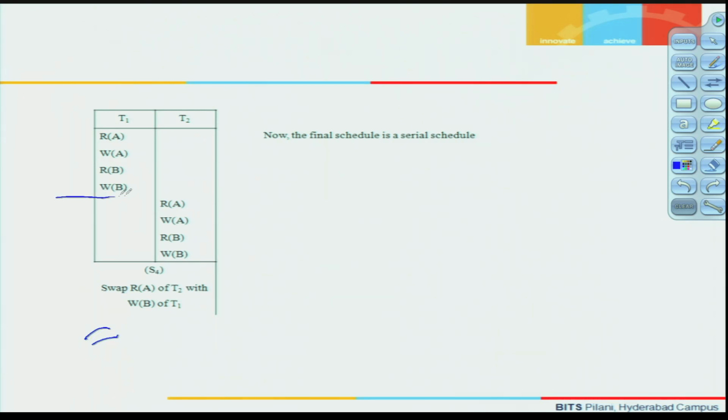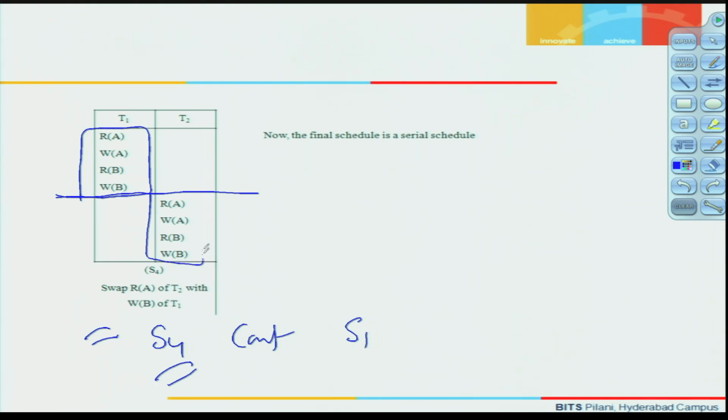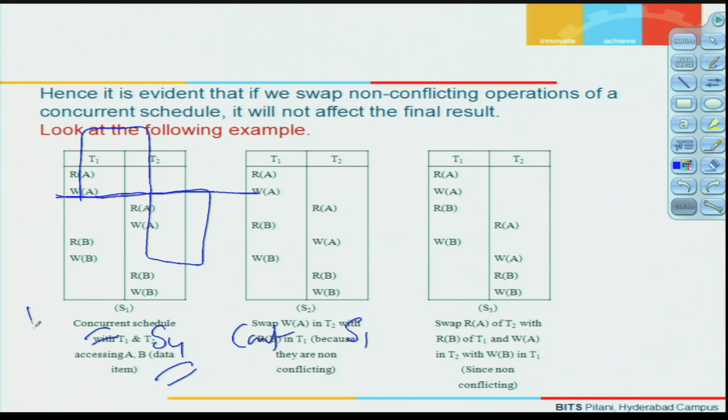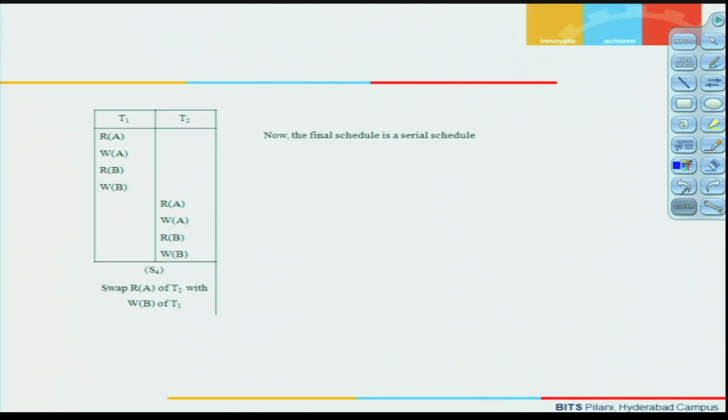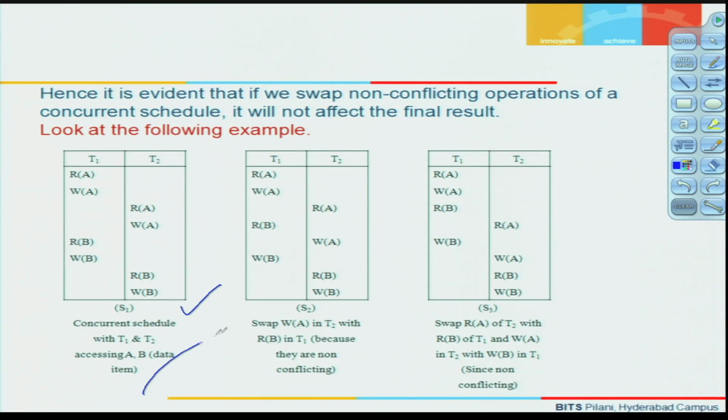And if you carefully observe, S4, which is a conflict equivalent schedule of S1, is also a serial schedule. Why is it a serial schedule? Because all the instructions of T1 are executed first and then only the instructions of T2 are taken up. That means the result of executing the concurrent schedule S1 is the same as executing the transactions T1 and T2 in a serial way. That is why, though it is a concurrent schedule, executing this will not lead to any inconsistency.